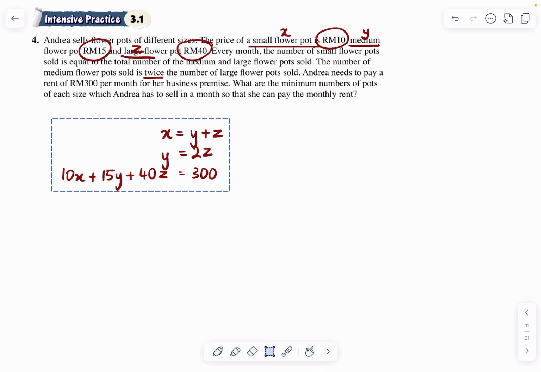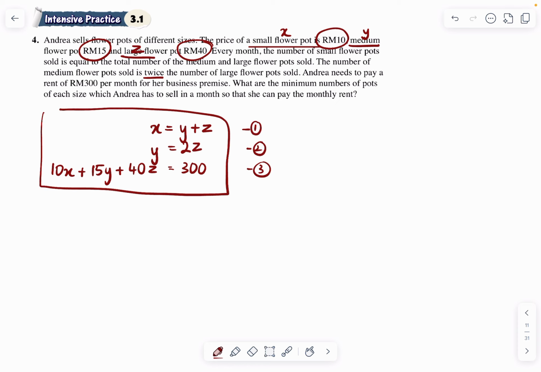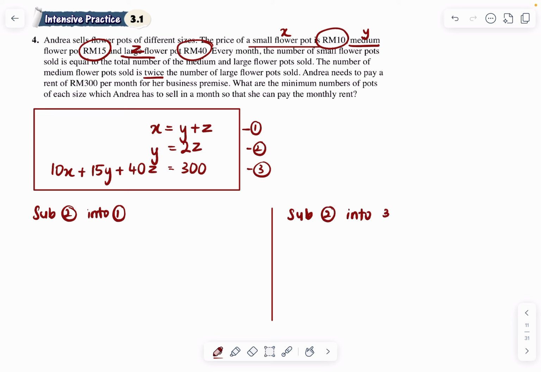This will be our three equations. We can call this equation 1, equation 2 and equation 3. Looks like the second equation only has two unknowns and conveniently Y is the subject here. So we can use the second equation, sub this Y into equation 1 and equation 3. So we sub 2 into 1, and we also sub 2 into 3.